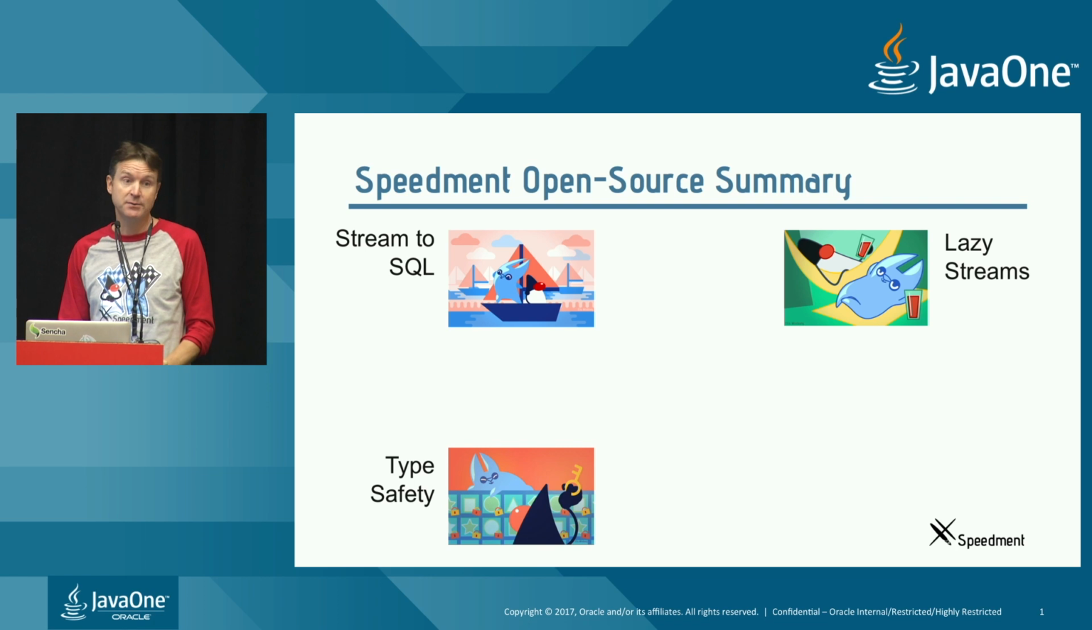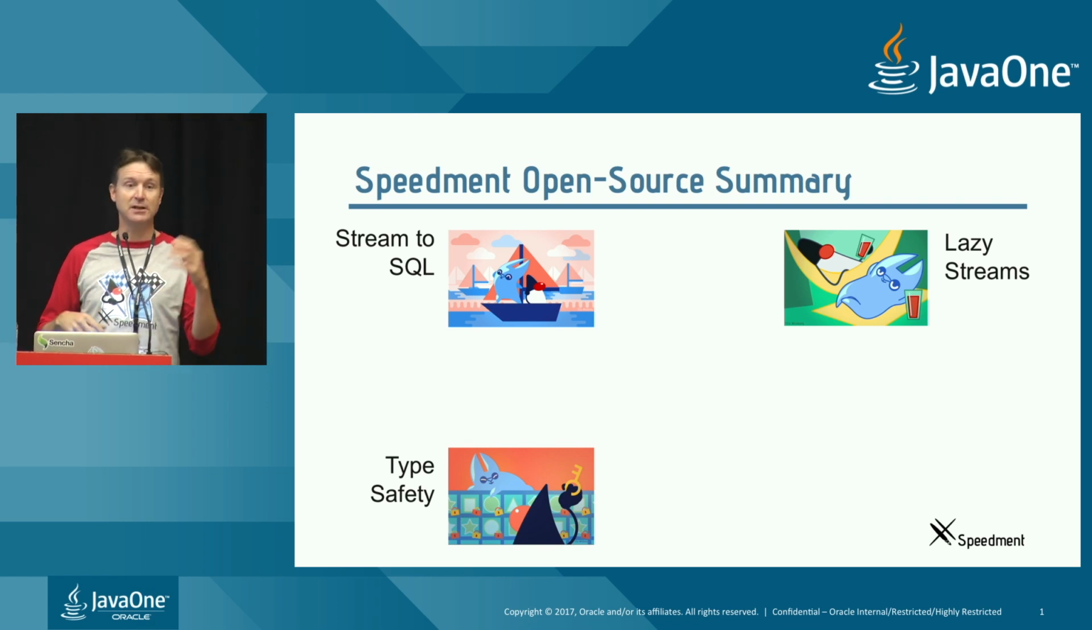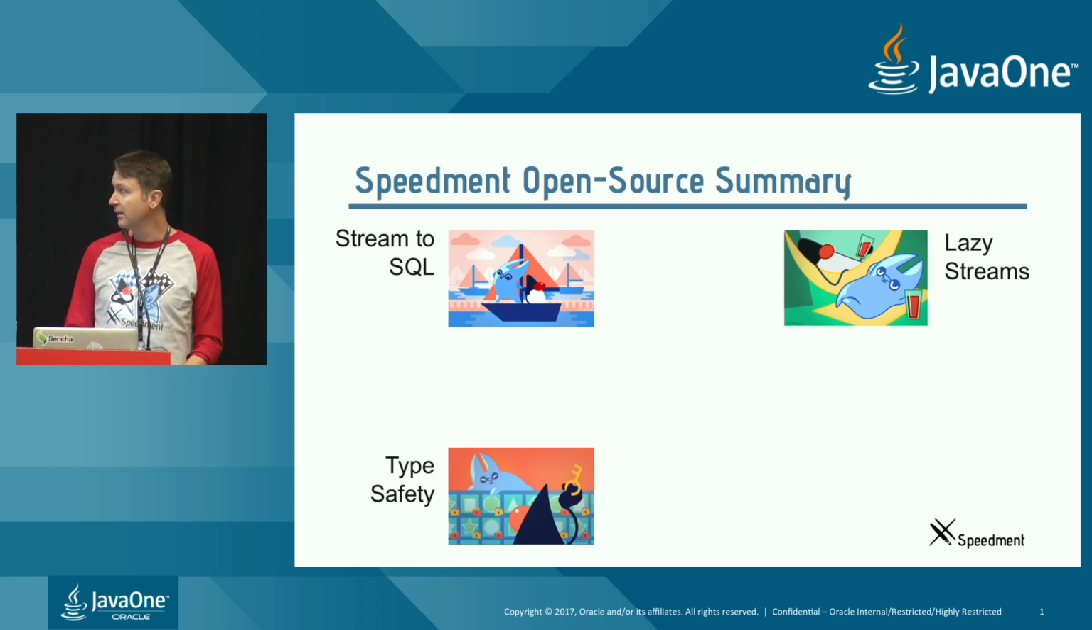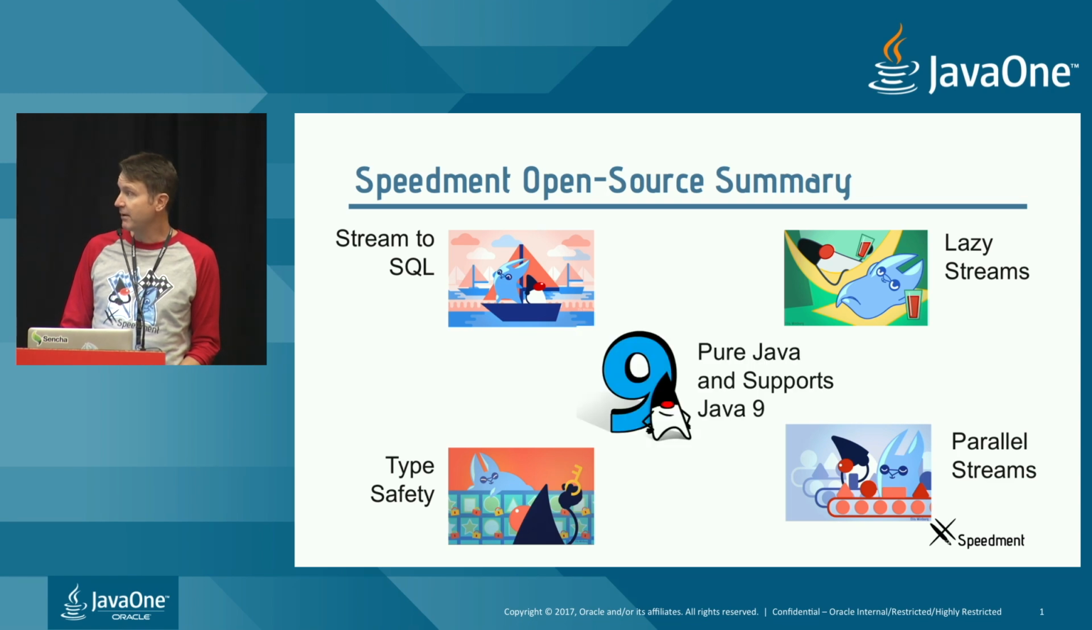We have complete type safety, because when you construct your stream, you can't use an int if it's a string and vice versa, for example. And one cool thing is that you can use it with parallel database queries. That is something really, really difficult to do with JDBC. And it's pure Java, and it supports both Java 9 and Java 8. So go to GitHub and try it out.